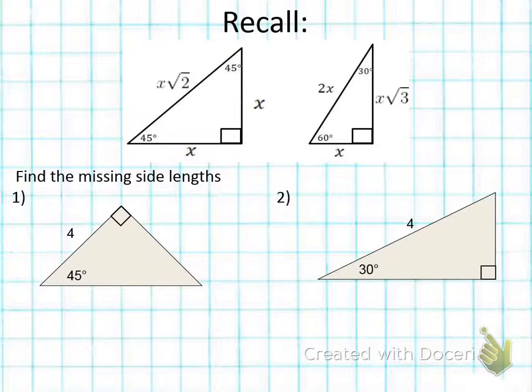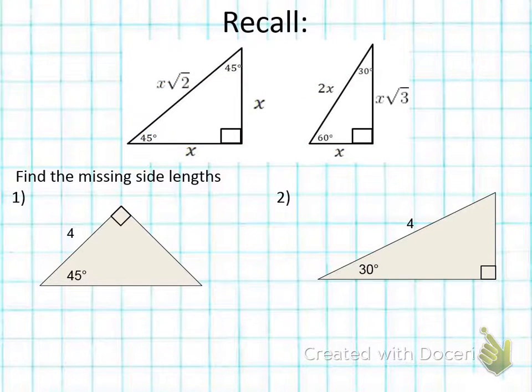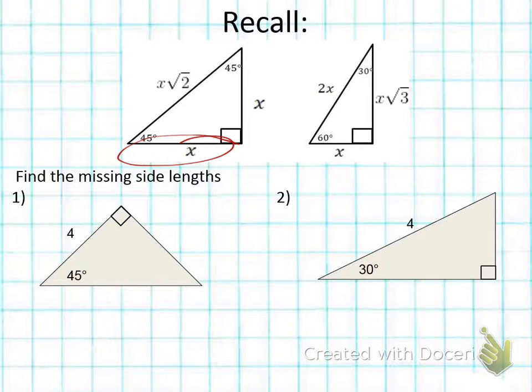So here we have two right triangles. This would be the 45, 45, 90, and then a 30, 60, 90 triangle. And remember these have the special properties where in the first case we have the two legs being congruent, and then the hypotenuse is the length of a leg multiplied by root 2. So we can think of that as x root 2.